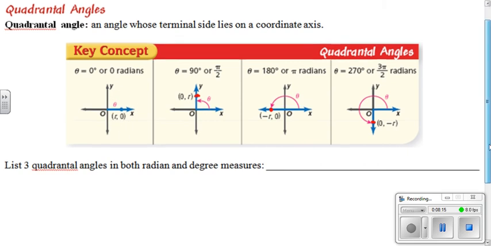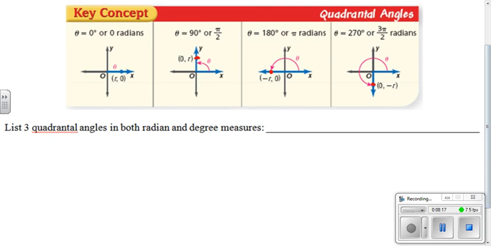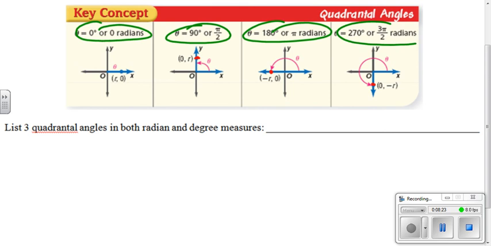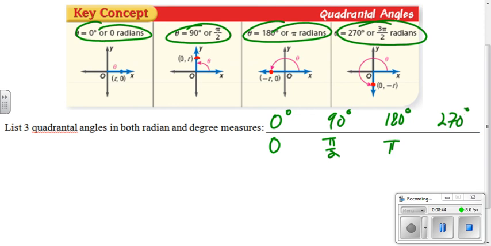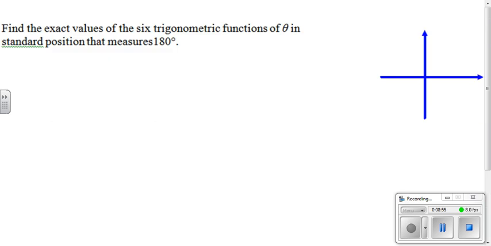So list 3 quadrantal angles in both radian and degree. Well, that's pretty simple. It's just these pieces right here. So you can either say 0 degrees, 0 radians, or you can say 90 degrees, pi over 2 radians, or you can say 180 degrees, pi radians, 270 degrees, 3 pi over 2 radians. Any of those would work. So this is more just a vocab word. Quadrantal angles are the ones that land right on the axes.